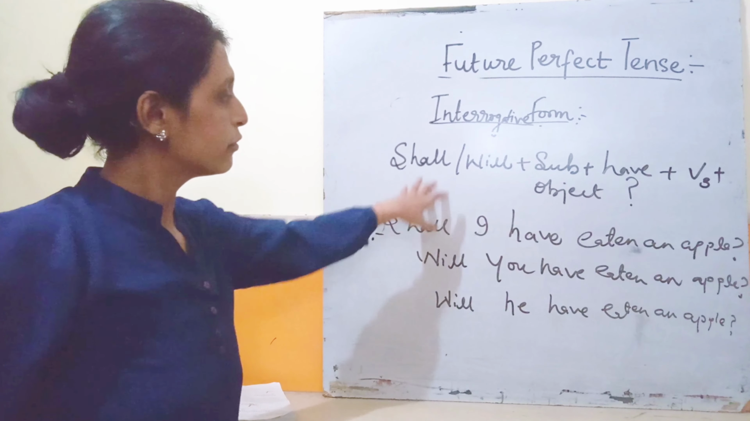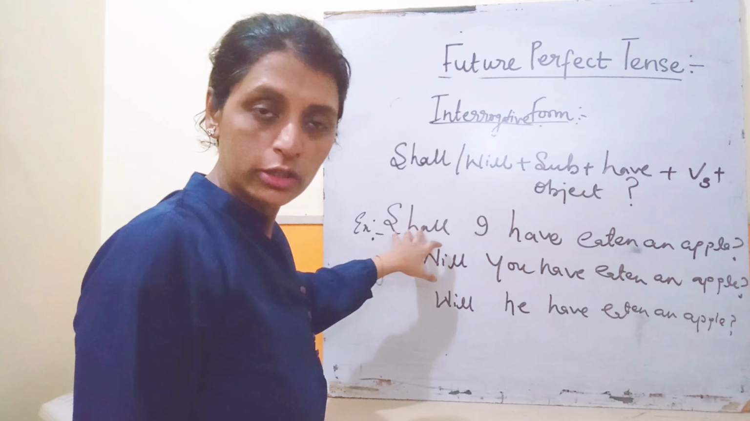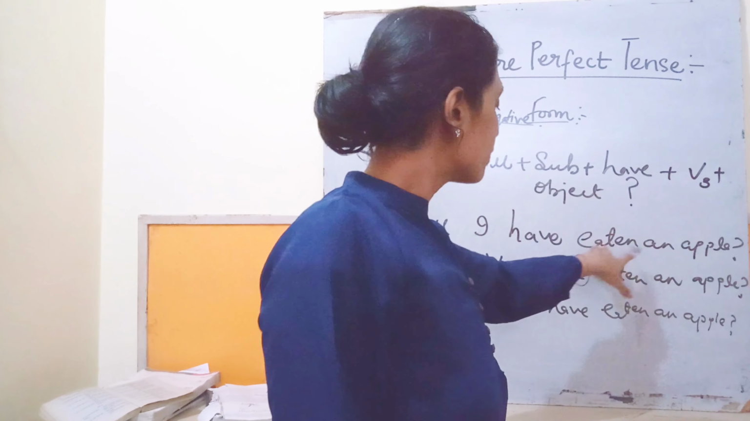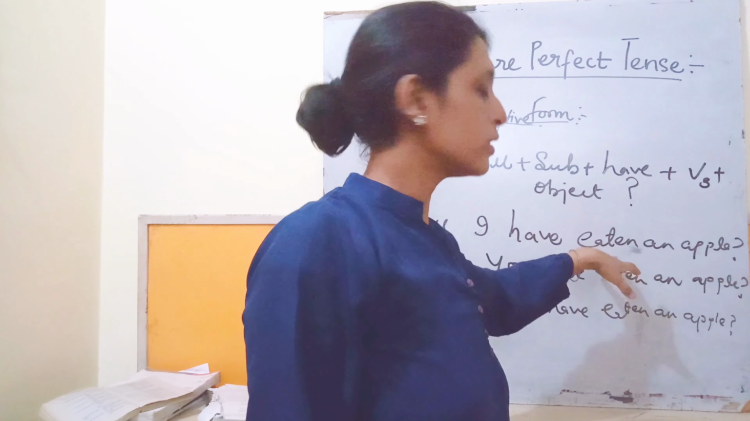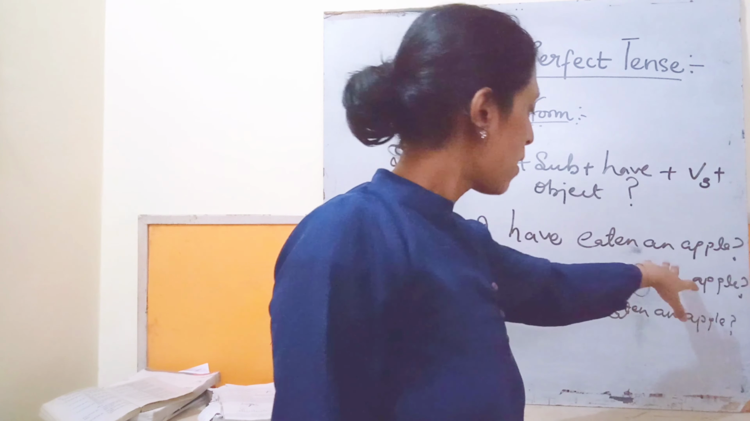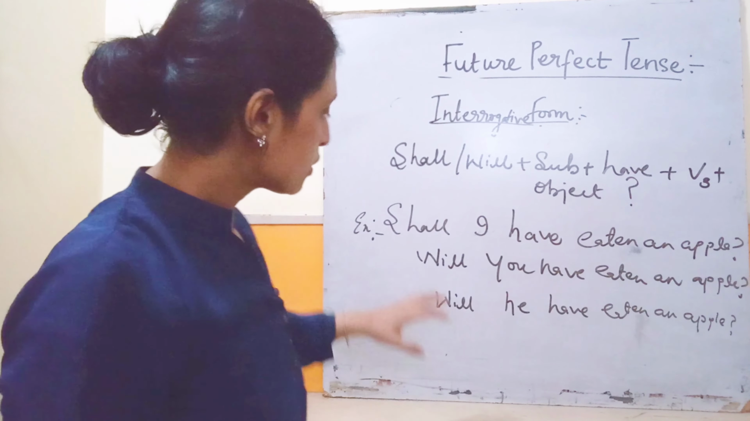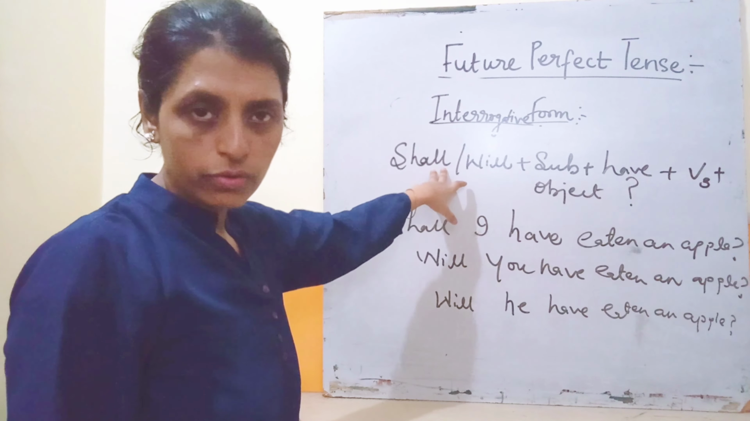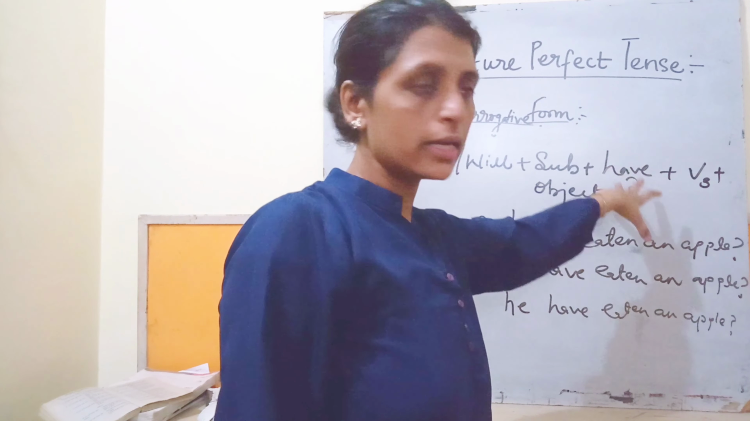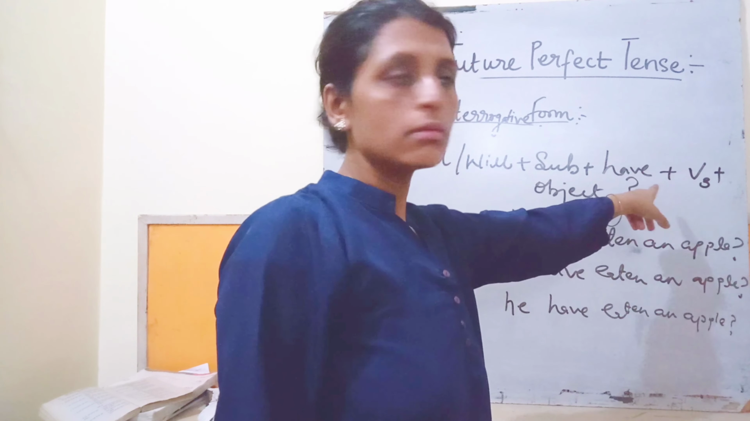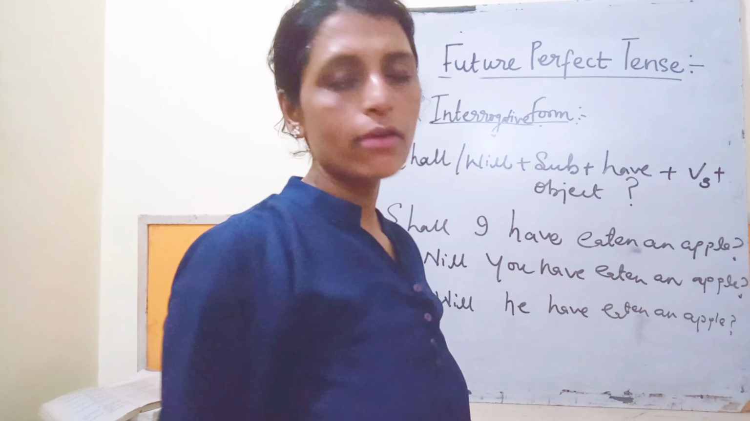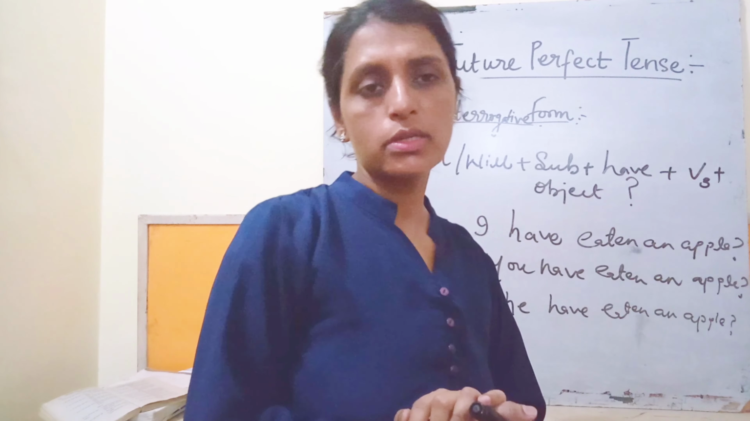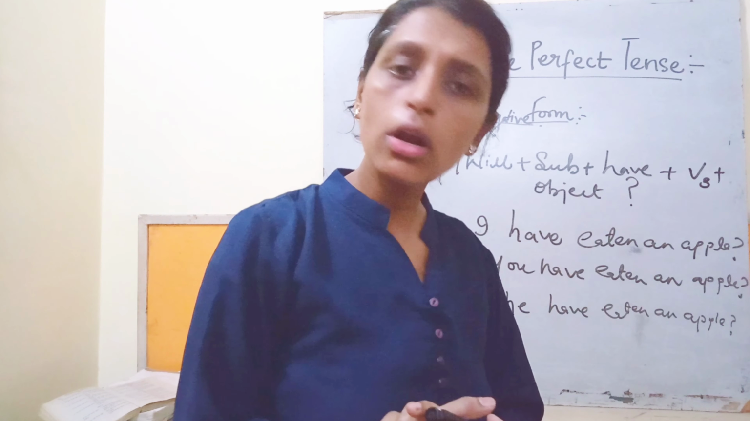So children, here first the helping verb shall or will comes, then the subject, then have, then the verb's third form, eat, ate, eaten. Okay, eaten is the third form of the verb eat, and apple. So in this way we have to form the interrogative form. Shall or will, the helping verb, will first come, and then the subject, then have will come, plus verb's third form, plus object. We are going to use have with all the three persons, first, second or third, singular or plural.